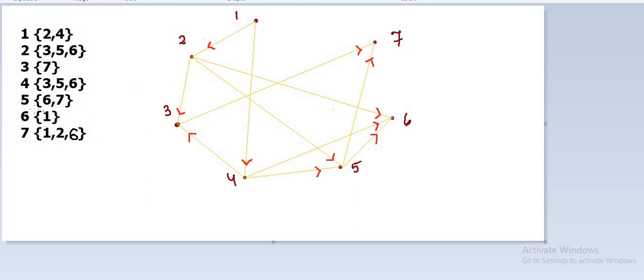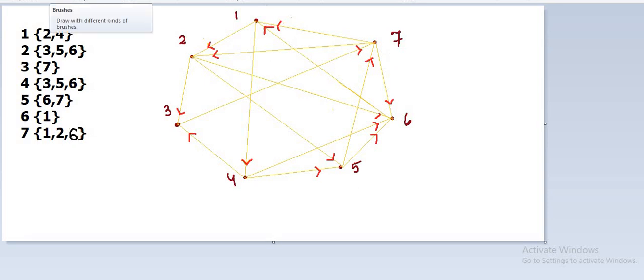Fine. Next one is 6 to 1, which is from here to here. And then 7 goes to 1, 2, 6. Let's make it 1, 2, 6. This is my 1, this is my 2, and this is my 6. Here it is 1, which is to this one.